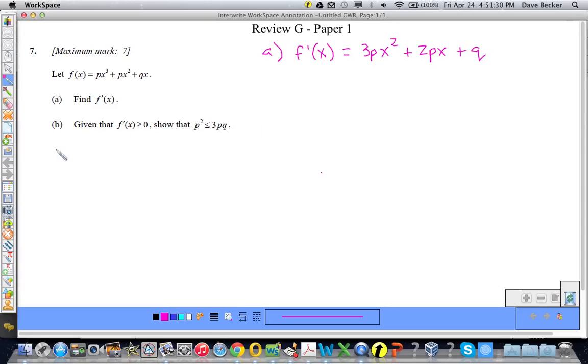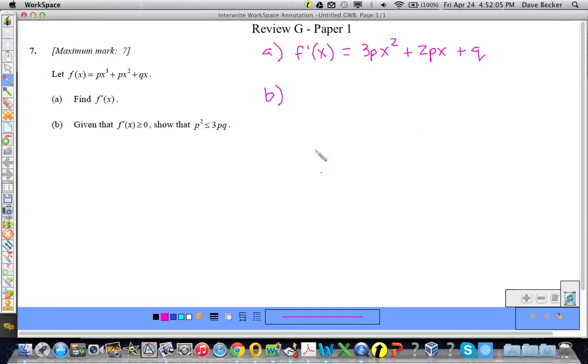Okay, and part B is the hardest part of this question. It says, given that the derivative of x is greater than or equal to 0, show that p squared is less than or equal to 3pq. Now, the confusing thing about that, well, let me first say, if this is greater than or equal to 0, what they're saying is it is always positive, or it can be equal to 0, this derivative, which is right here.